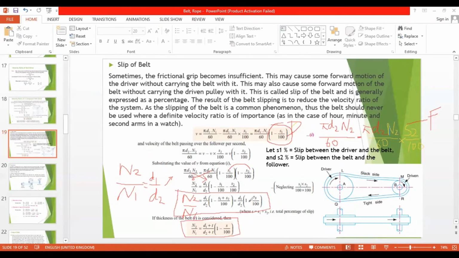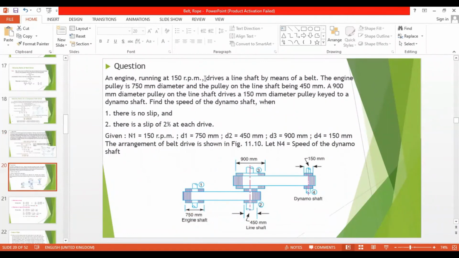So this is the equation to find the slip of the belt. An engine running at 150 rpm drives a line shaft by means of a belt. This is a compound belt, as you might have understood from the diagram.